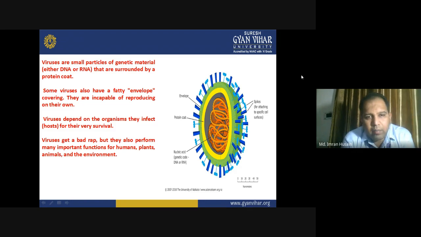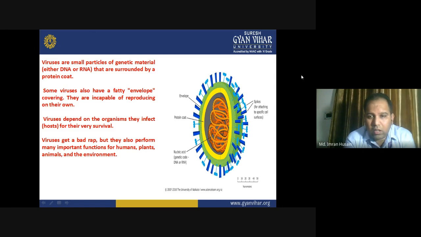Viruses get a bad rap, but they also perform many important functions for humans, plants, animals and the environment. You would be quite surprised to know that viruses have been modifying themselves since the day the first cell came into existence. In the current scenario, you can see the third wave of COVID is starting, and the Delta variant of the COVID virus is in full action. This is how a virus changes itself at such a fast pace, right?